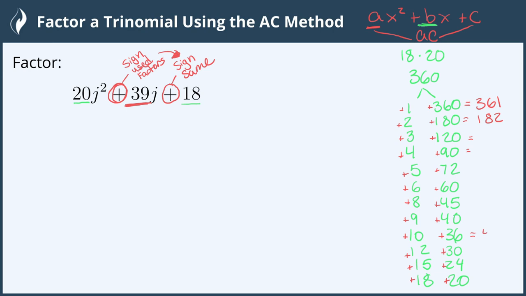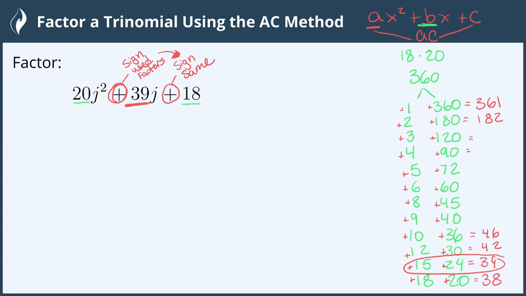Adding these together gives me 46. Adding these together gives me 42. This is 39. So that's what we're looking for. This last one's 38, but we're looking for 39. So we can stop here. And these two factors of 15 and 24 are the numbers we're looking for.